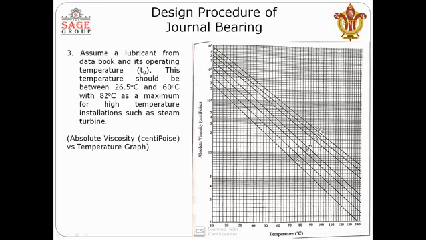Each and every line has its number like SA70, SA60, SA50, 40, 30, 20, and 10. So these are the different types of lubricant oils: SA10, SA20, SA30, SA40, SA50, SA60, SA70. These are the different types of lubricants that are used for the bearings. Fine. Then we will identify the operating temperature, at which particular operating temperature our machine is working.